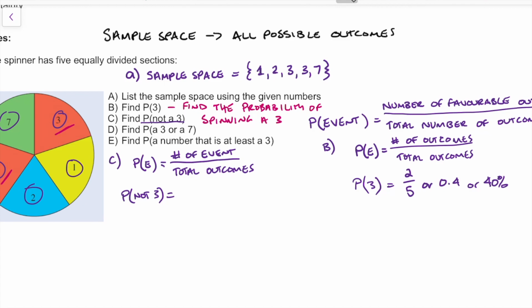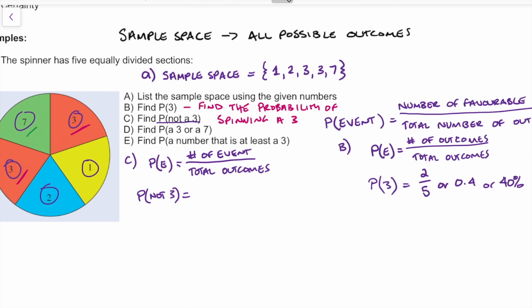Now how many times does not 3 happen? Well, that's 1, 2, 3. Not 3 happens 3 times. So we have 3 over 5. 3 over 5 gives us 60%, or 0.6. And this is how we get through this part of it.